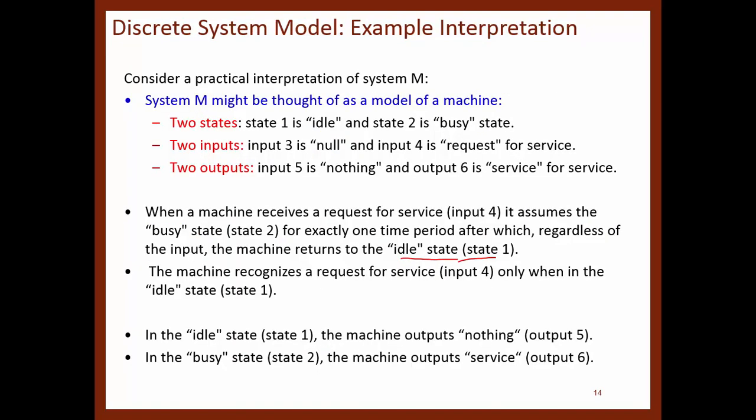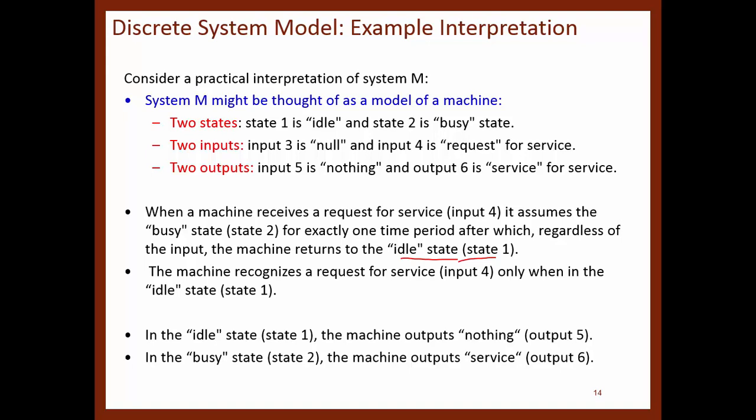Okay, so consider a practical interpretation of M. System M might be thought of as a model of a machine. So two states: state 1 is idle and state 2 is busy. And two inputs: input 3 is null, and input 4 is request for service. And two outputs: output 5 is nothing, and output 6 is service.